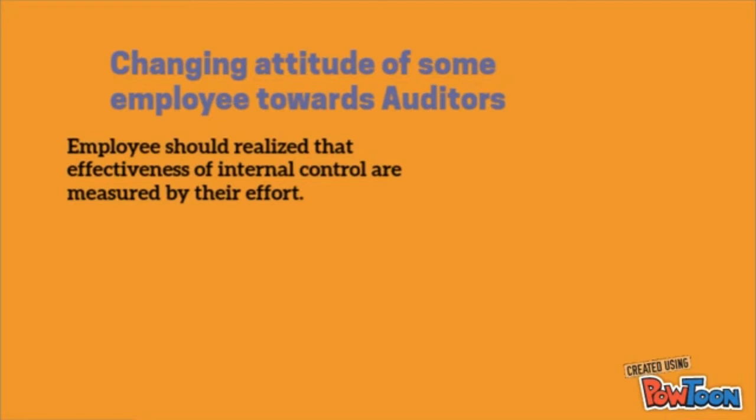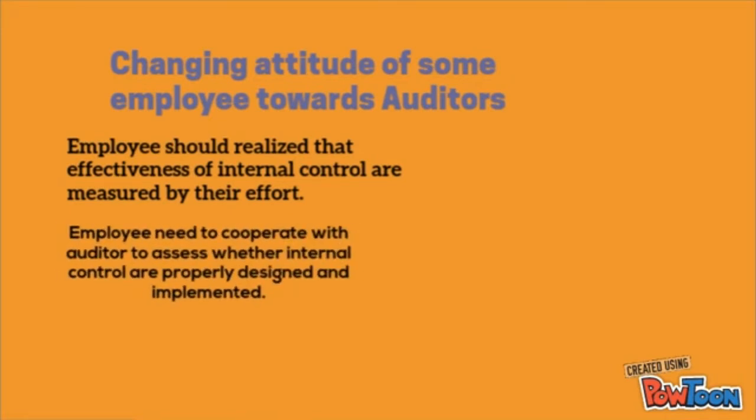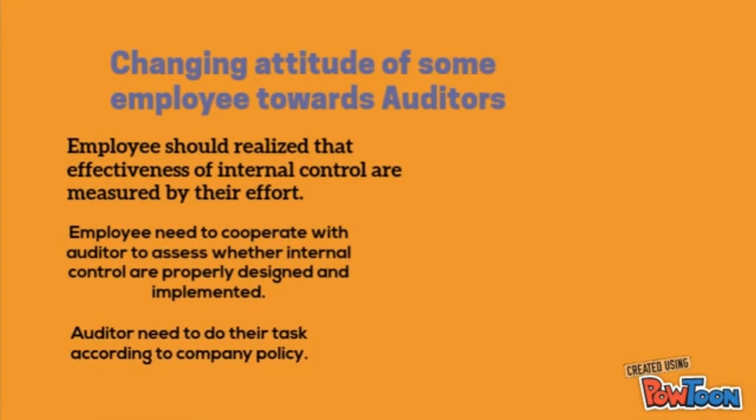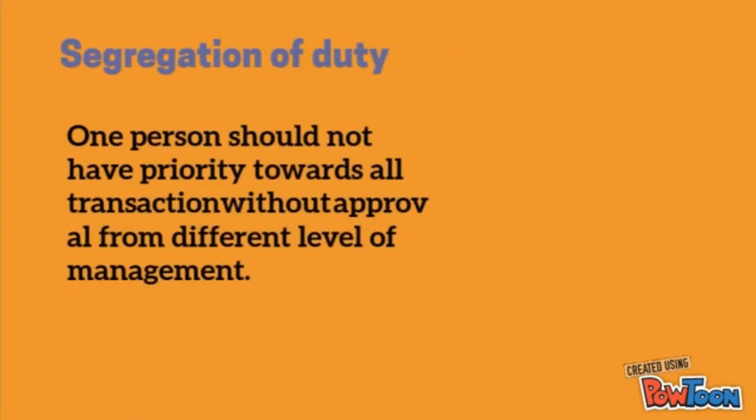To strengthen internal control, there must be a change in attitude of some employees towards auditors. Employees should realize that the effectiveness of internal control is measured by their effort. Employees need to cooperate with auditors to assess whether internal control is properly designed and implemented. At the same time, auditors need to do their tasks according to company policy. There must also be segregation of duty, where one person should not have authority over all transactions without approval from different levels of management.